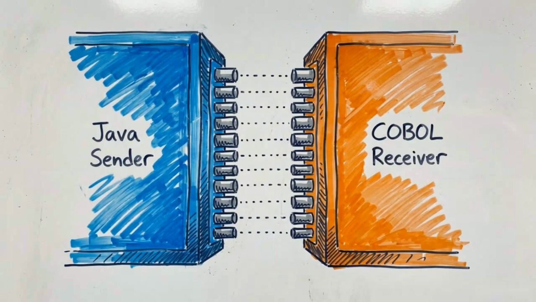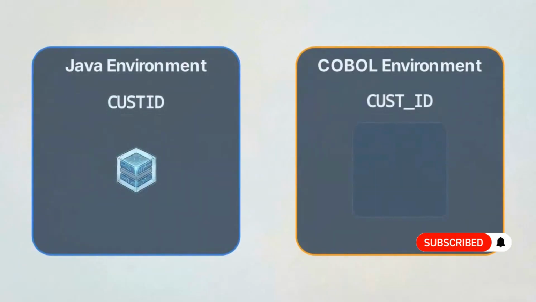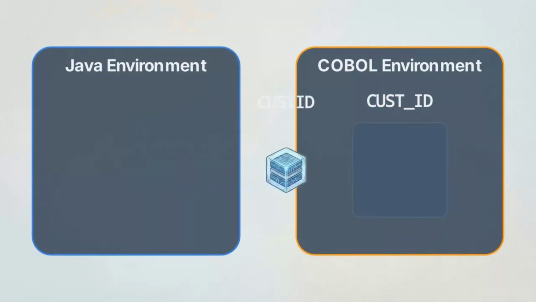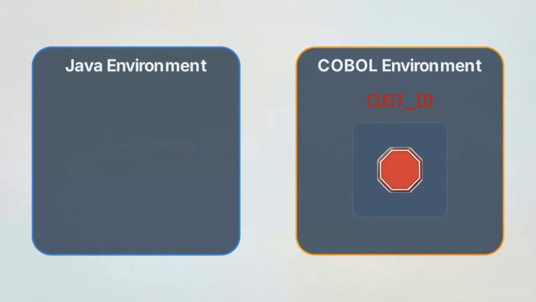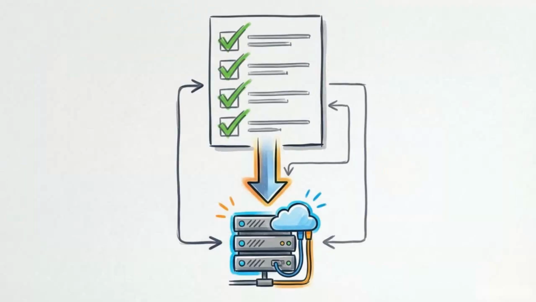This integration relies on an exact data contract. If the container string names do not match perfectly between the Java sender and the COBOL receiver, the data transfer will silently fail. Precision here is required. Once the code is written and verified, we move to the deployment phase.